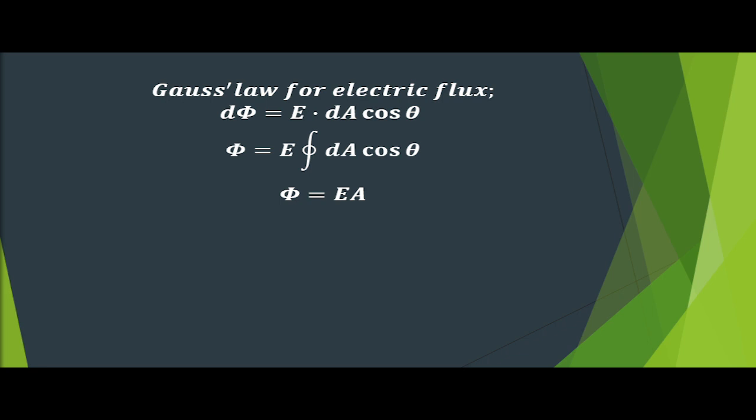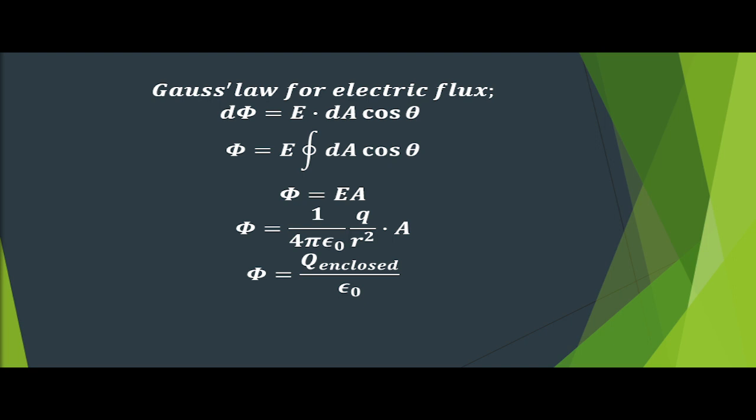This can be written in terms of the fundamental constant K, and we write it as 1 over 4 pi epsilon sub 0 times the quantity Q over R squared times area A. We can simplify this and we will see that the electric flux is equal to the magnitude of the charge present in the closed surface divided by the fundamental constant called the permittivity of free space.